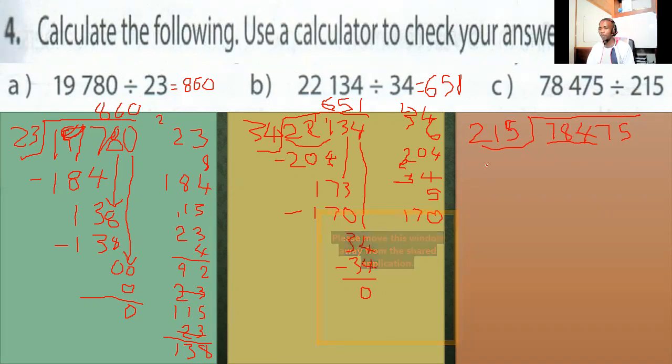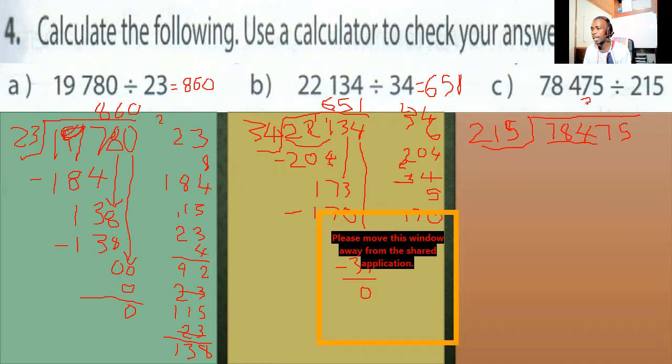What I know, 200 plus 200 plus 200, it's 600, right? Plus another 200, it's 800, which is beyond 784. So I know 784 divided by 215 is 3. I put 3 on top of 4.